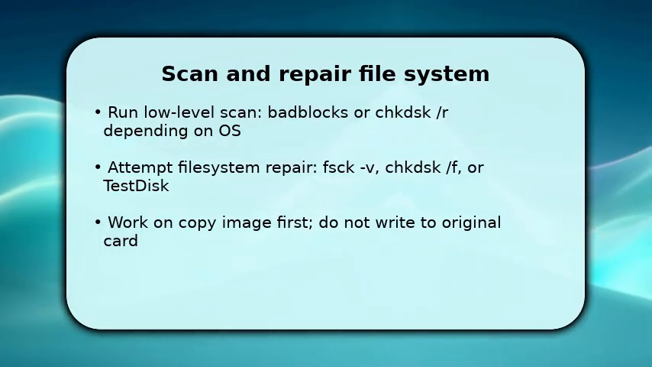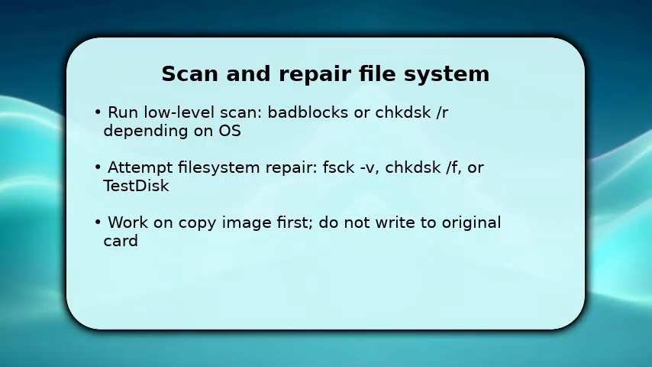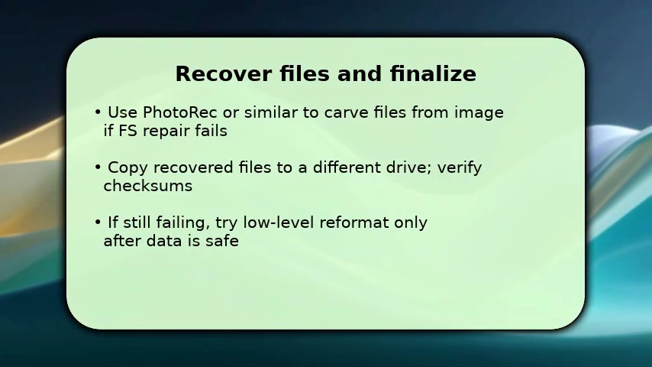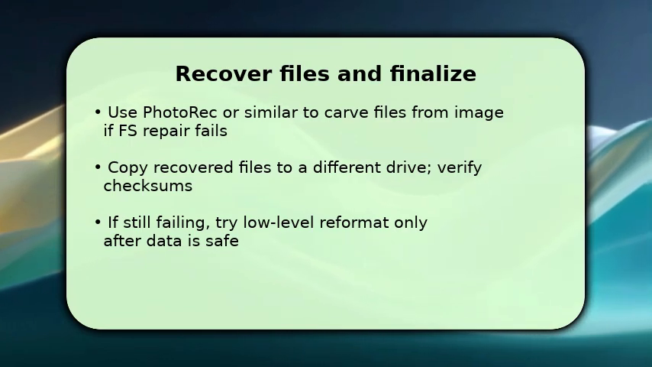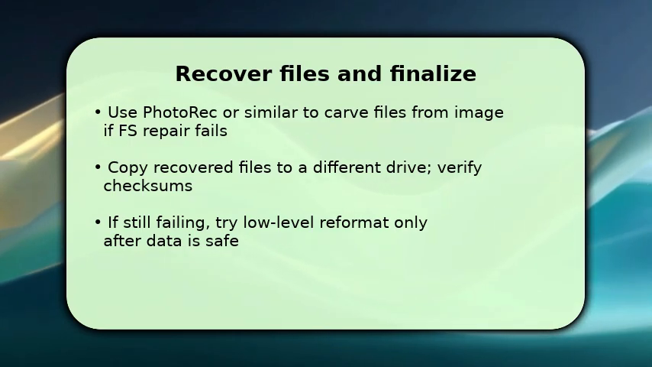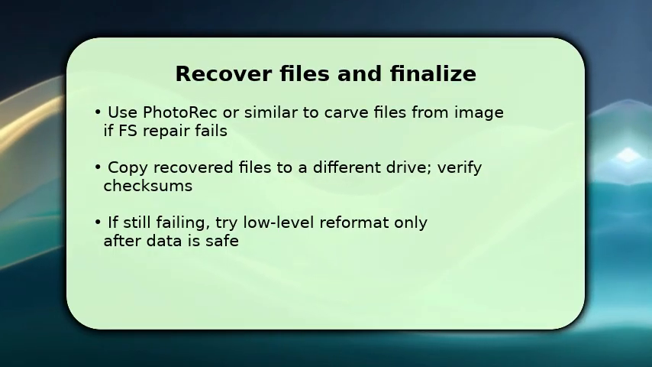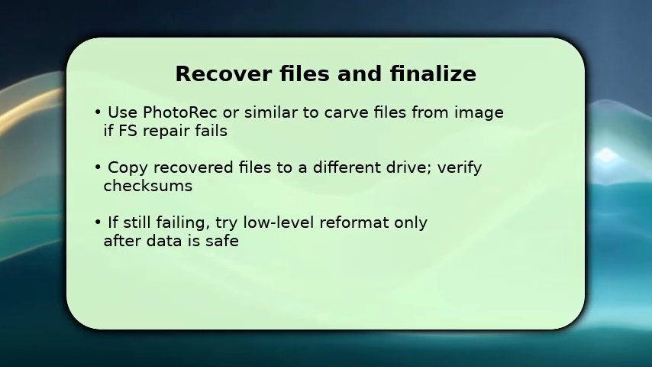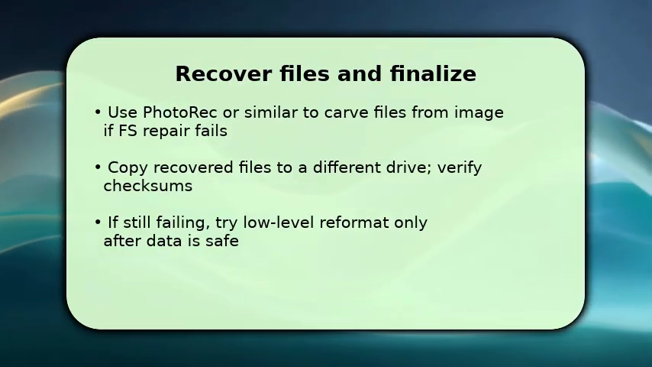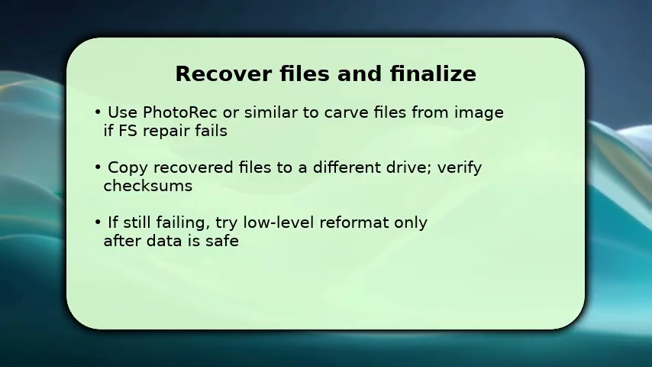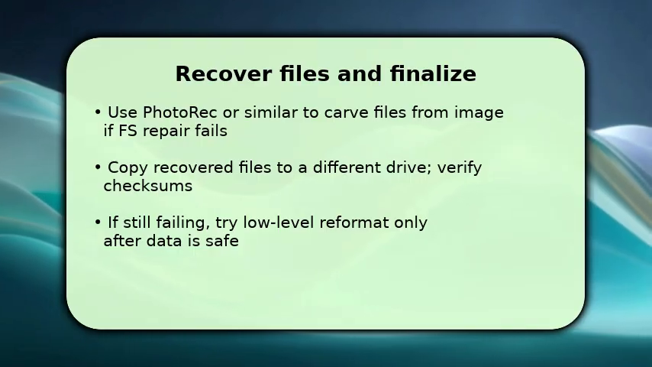If repairs modify metadata, finish by extracting data. Run PhotoRec or specialized recovery tools against the image to carve files by signature when file system repair didn't restore access. Once files are recovered, copy them to a separate stable drive and verify integrity using checksums. After confirming recovery, you may attempt a low-level reformat and repartition the original card to reuse it.